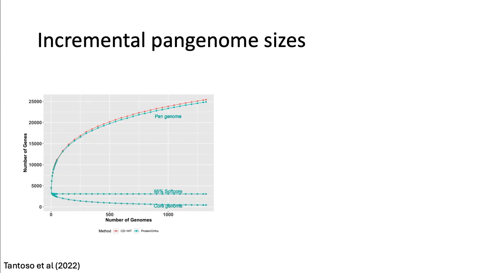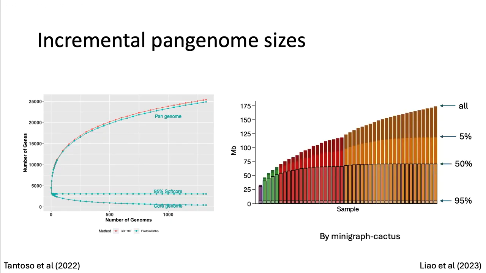And previously, I showed the point is around here. This is 50 E. coli genomes. That's about 10,000. And you can see with 1,000 genomes, there will be 25,000 genes in E. coli. It grows very fast. But in human, the curve is similar, but actually it grows much slower.